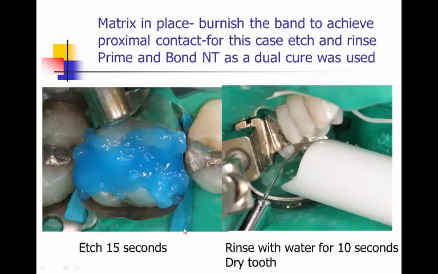So we have our matrix in place. We burnish the band to achieve proximal contact. And for this case, we're using Prime and Bond NT as a dual cure, so we're mixing it with a self-cure activator. Our etchant is in the tooth completely for 15 seconds. Rinse with water for 10 seconds and dry the tooth. The same repetition of technique as we would for any composite resin.